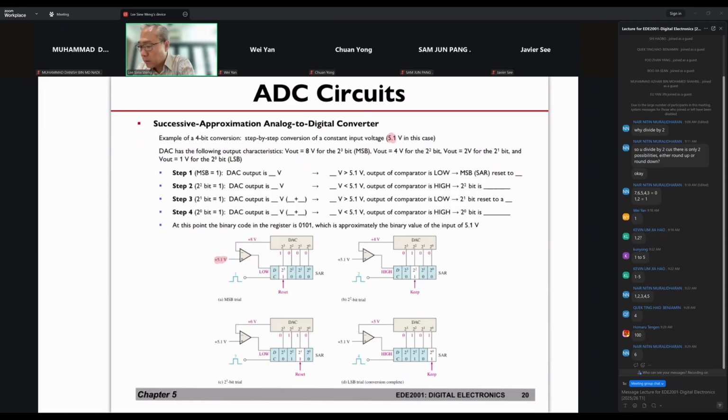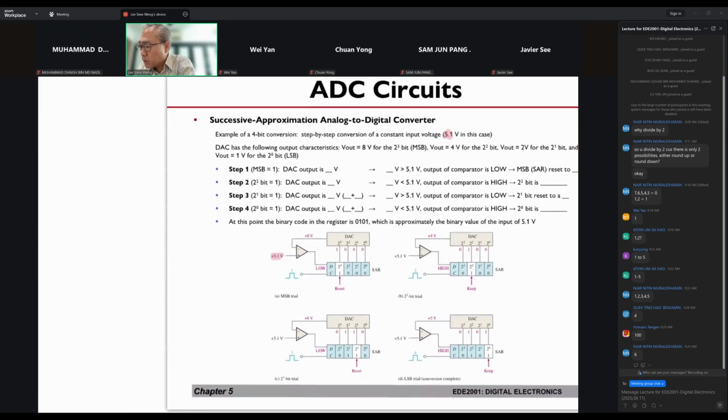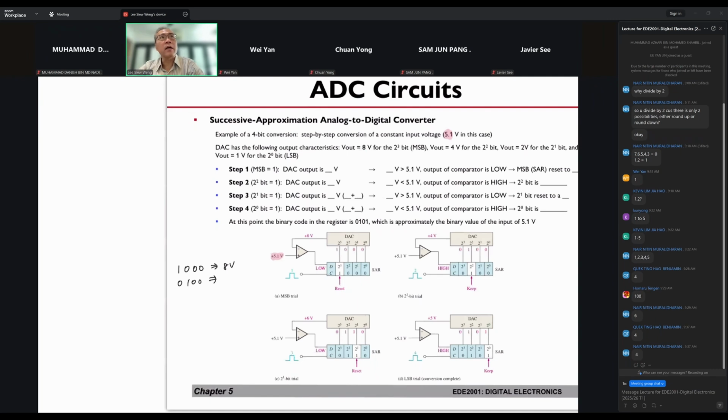Let me write down first. Corresponding to 1000, we are saying that this is 8 volts. So 0100 will be how many volts? Anyone? So 0100, yes, very good, 4 volts. Then 0010 is 2 volts, and so on and so forth.